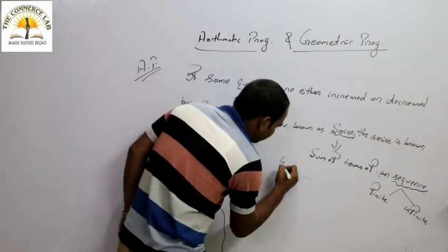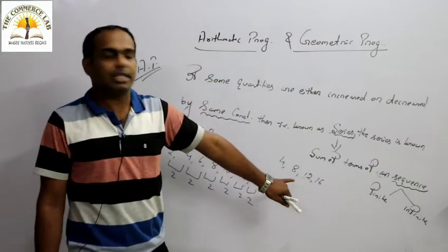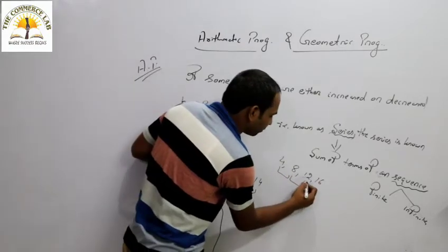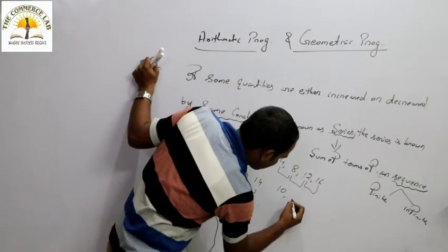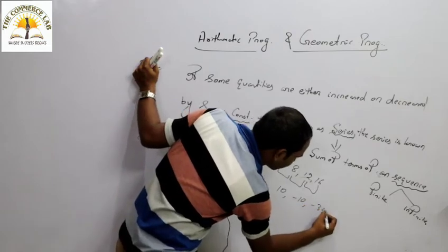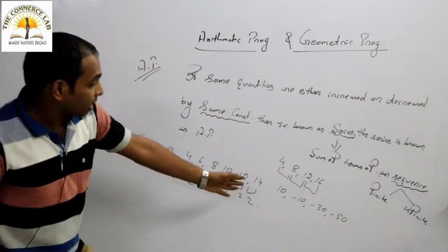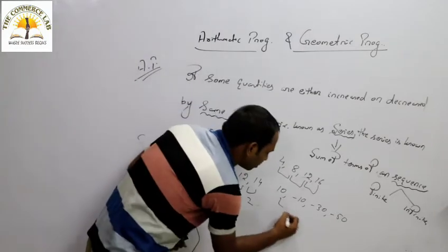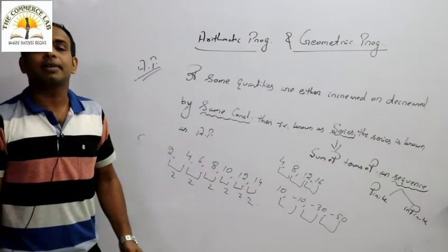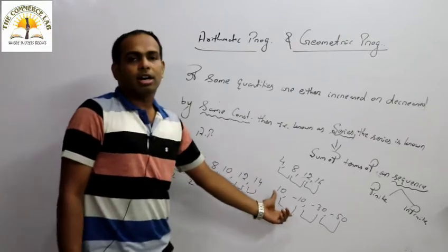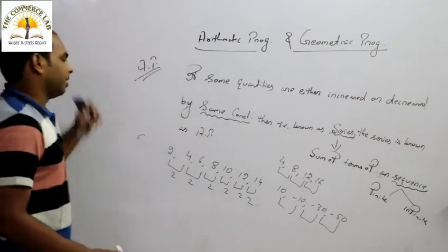Let's come to another example. 4, 8, 12, 16. This is another example of a sequence, and the difference between two consecutive numbers is 4. Then the next one: 10, minus 10, minus 30, minus 50. This is also an example of a sequence, because the difference between these numbers is minus 20. That means it follows a definite order.